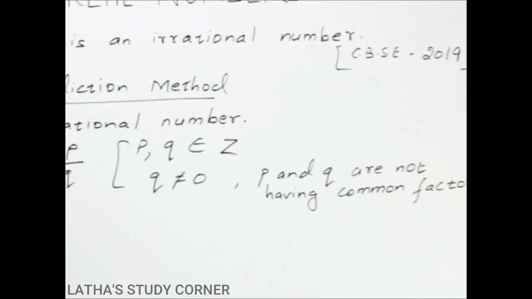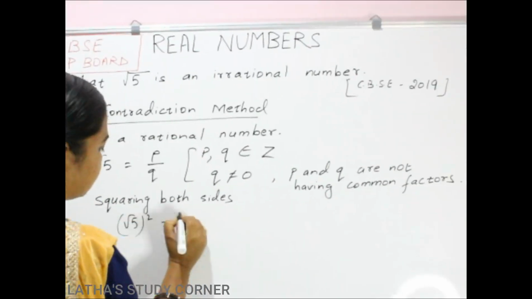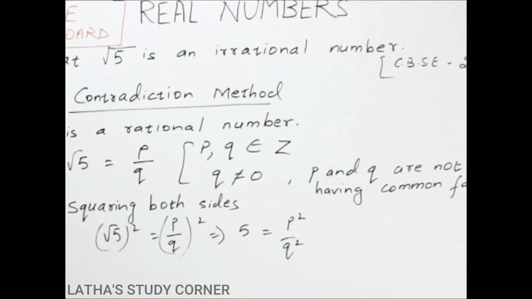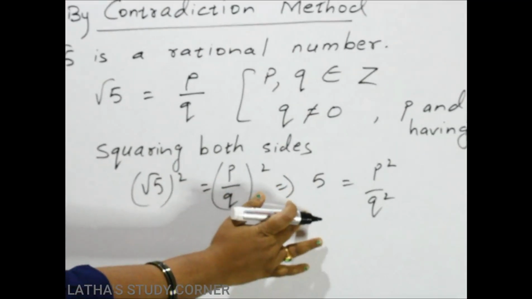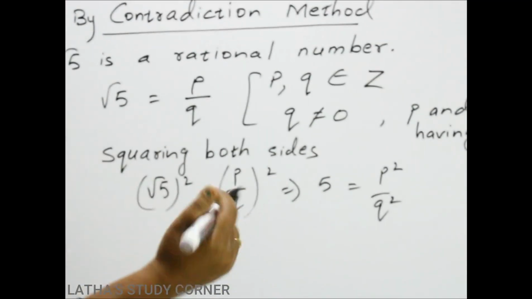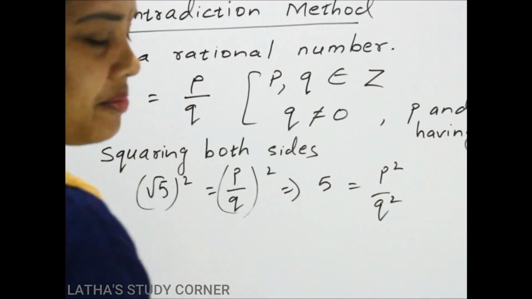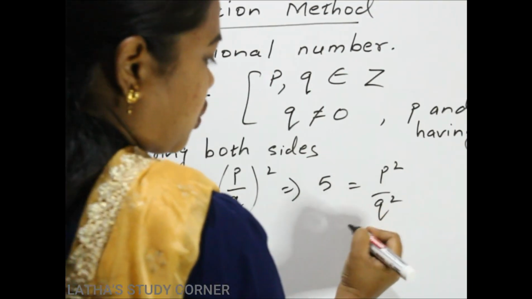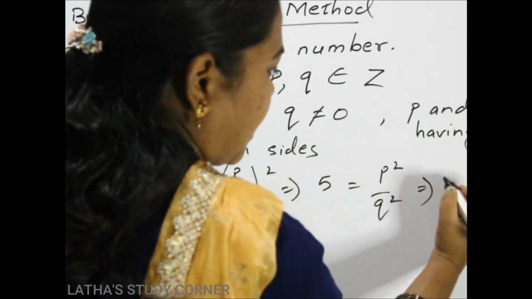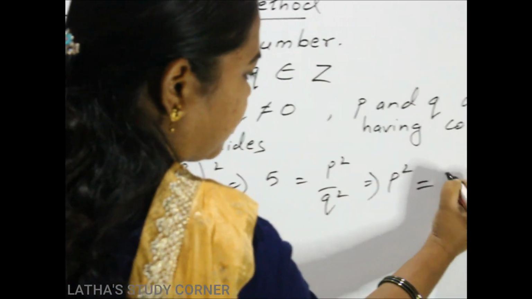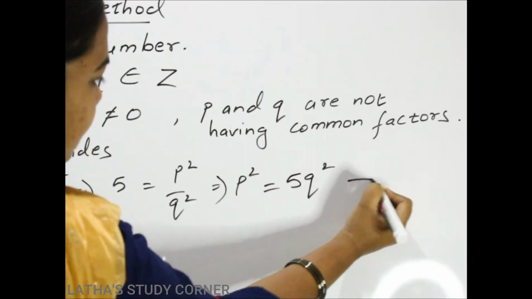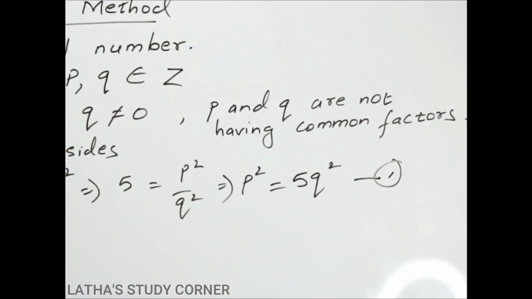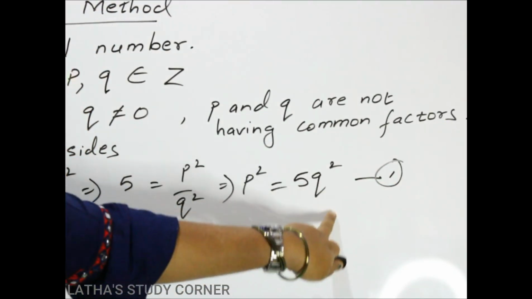Okay friends, now squaring both sides. Root 5 whole square is equal to 5, root 5 into root 5 is equal to 5, and that is equal to p square by q square. Now we will do cross multiplication, and we will get p square is equal to 5 q square.